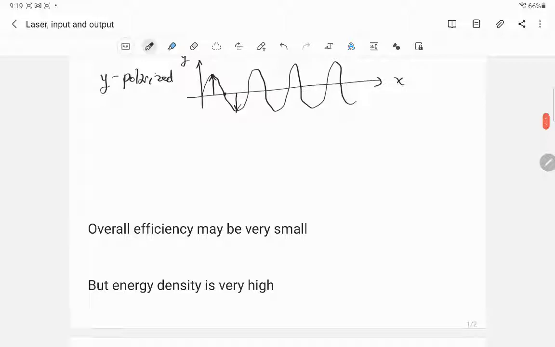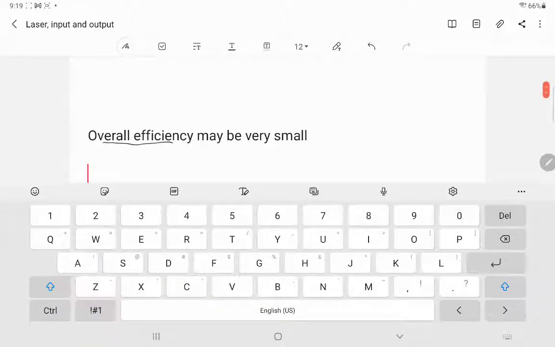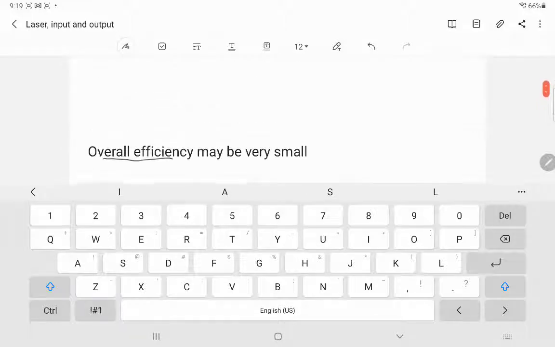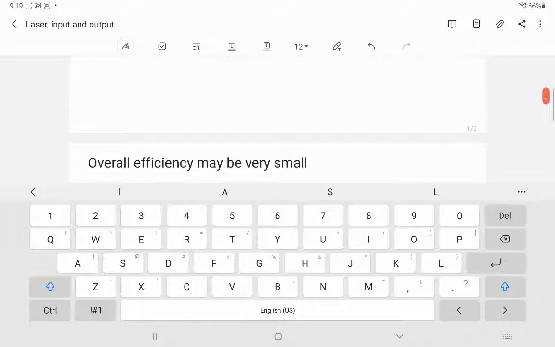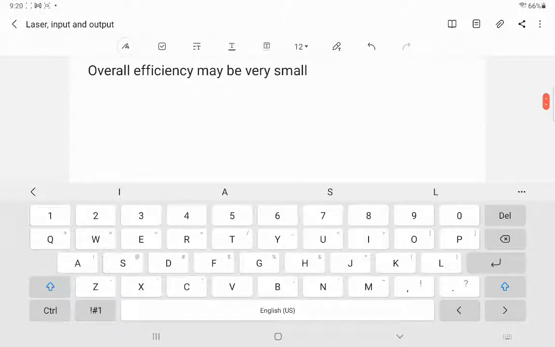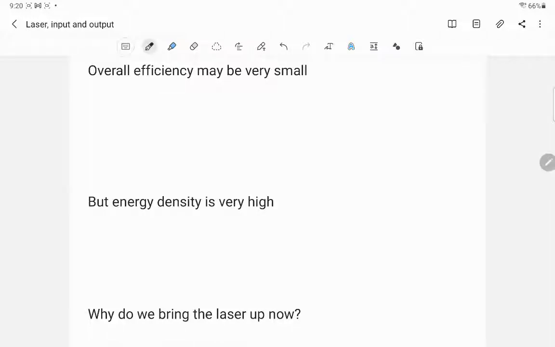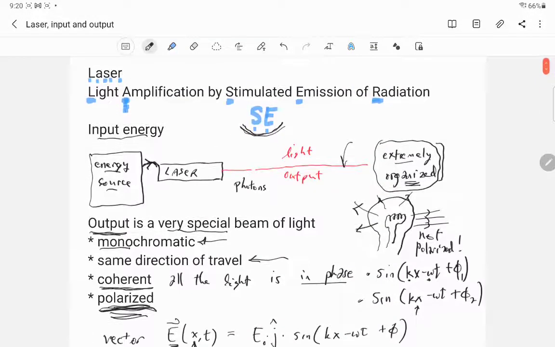Okay, so here's another note on a laser. The overall energy efficiency might be very, very small. And the idea is in our original sort of diagram, right? I've got an energy source, so I'm going to input energy into my laser, and I get an output of this extremely special light, but that output is also energetic, right?